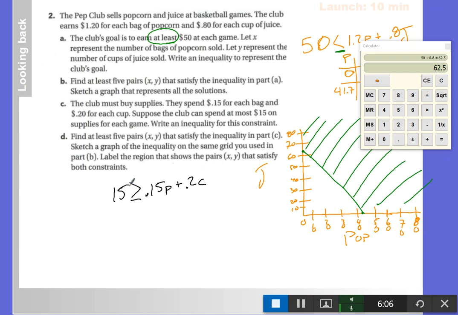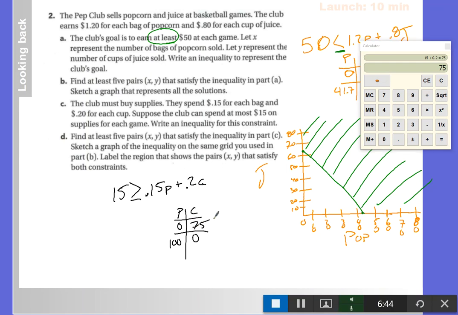All right, so same idea. I'm going to go with popcorn and cups is 0 and 0. So 15 divided by 0.15. So that's, I can buy 100. So if the cups are 0, I can buy 100 bags of popcorn. But if I don't buy any popcorn bags, let's say I have popcorn bags left over. So I have 15 divided by 0.2, and so I could buy 75.